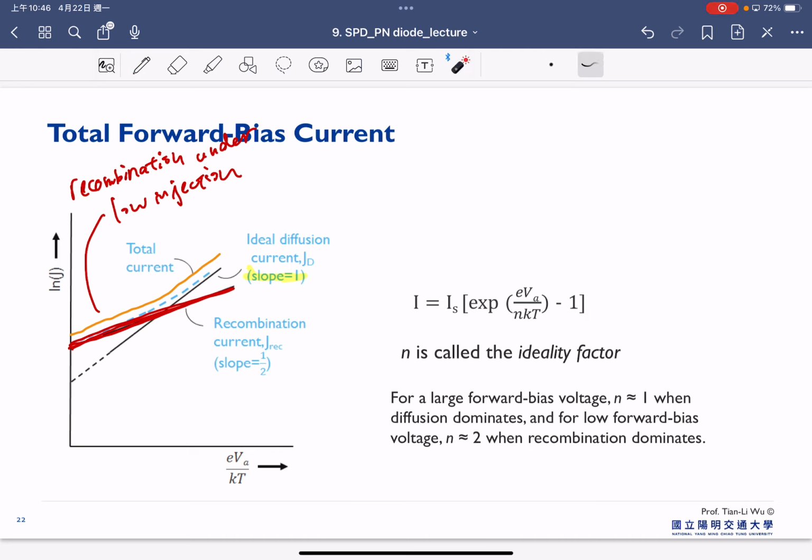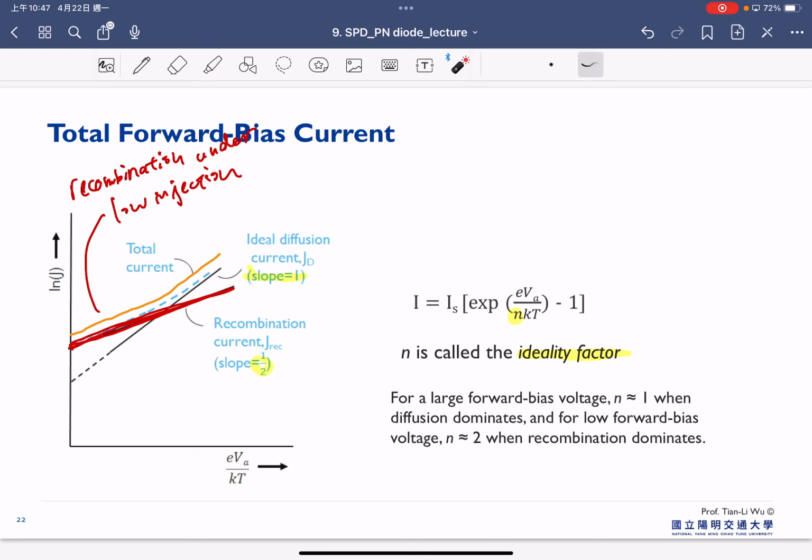And the recombination will actually have a different slope here. So therefore, to consider all the cases, sometimes we have the ideal current, sometimes we have the recombination current. Actually, in the end, we'll revise our equation by putting the N in here, which we call the ideality factor.